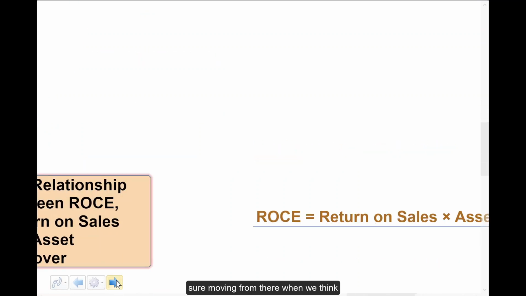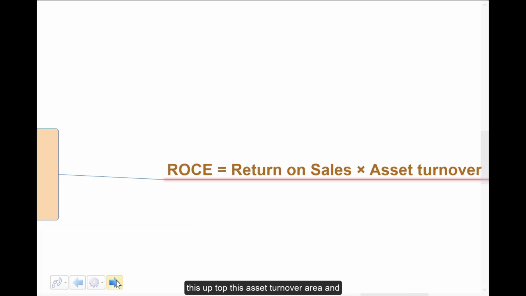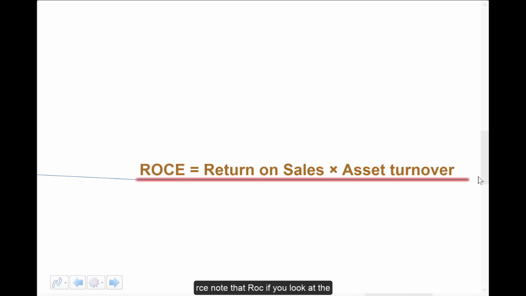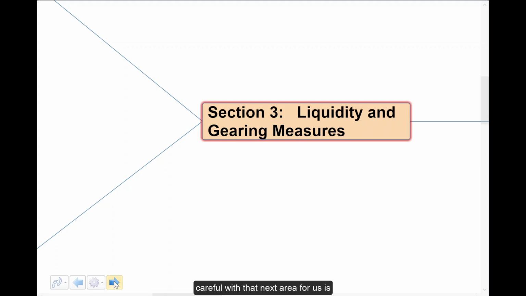Moving from there, when we think about the relationship, now I mentioned this up top, this asset turnover area and indeed ROCE. Note that ROCE, if you look at the formulas up top, can be calculated in a slightly different way. If we take the return on sales and asset turnover, and we use our mathematical ability, we can see we get to ROCE, which is basically profit before interest and tax divided by capital employed. So again, I'm just highlighting the use of this ratio, asset turnover. Be careful with that.